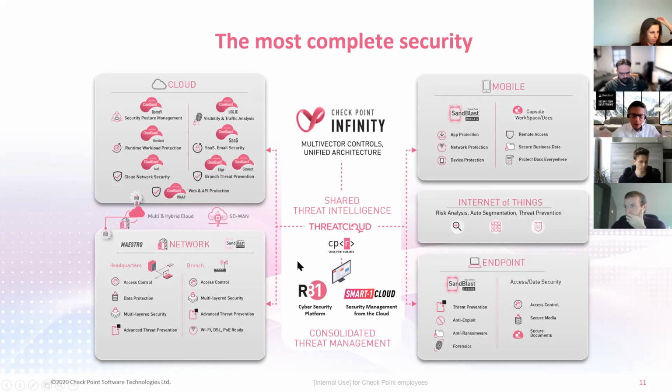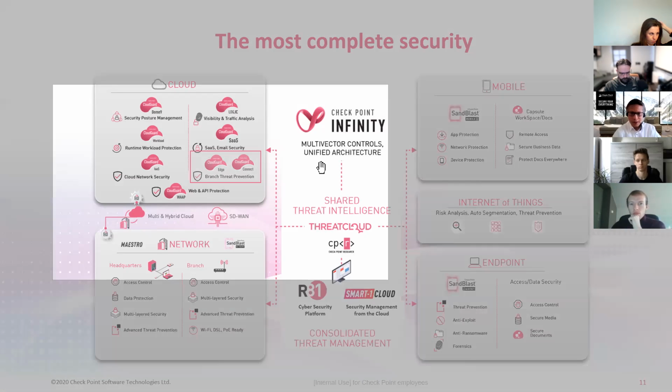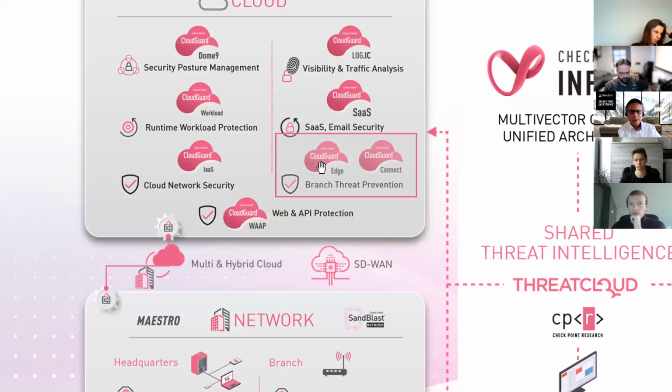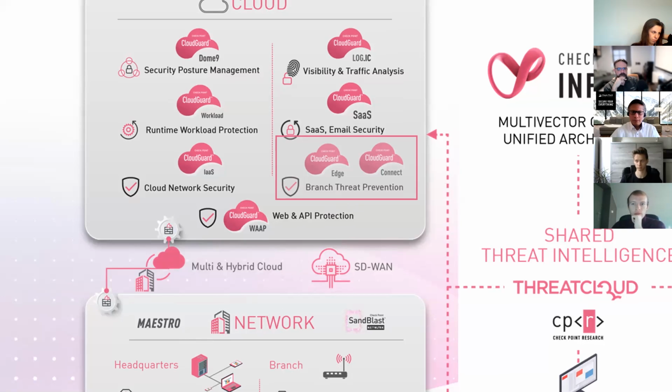So this one is really the complete architecture, and what we see here is in the cloud. We put it in the cloud because it's also for the edge devices, the branch threat prevention, which is based on CloudGuard Edge and CloudGuard Connect. I will cover mostly the CloudGuard Edge because it complements in a really beautiful way the solutions from VMware. So I'll try to move forward.